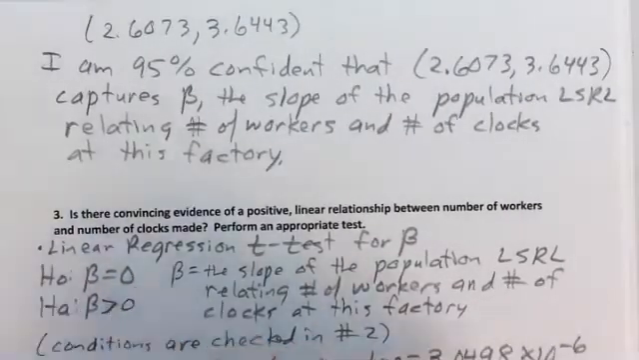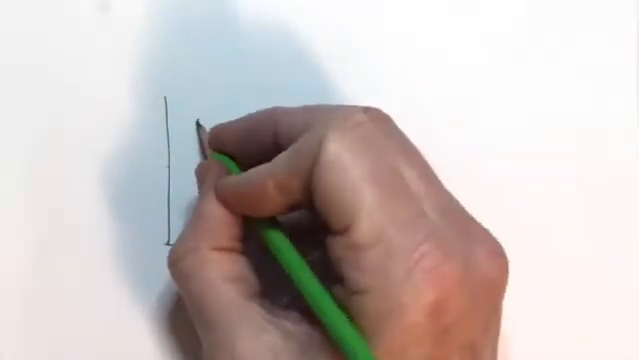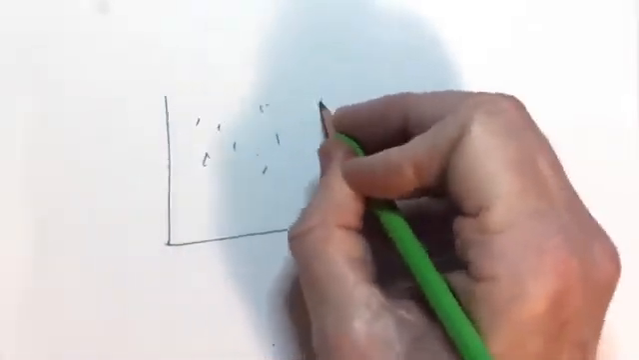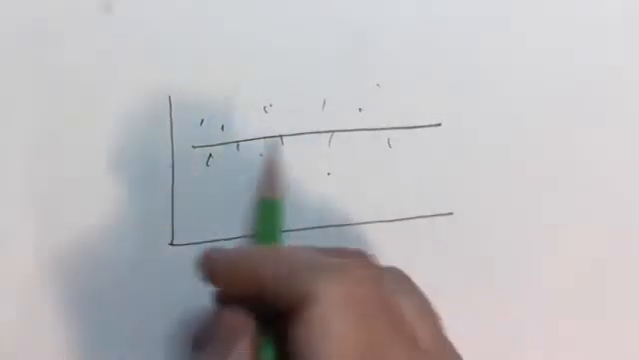Because if beta is 0, if the slope is 0, let's say we graph the data. If the slope is 0, it means the two variables are totally unrelated. Okay, it's just going straight across.